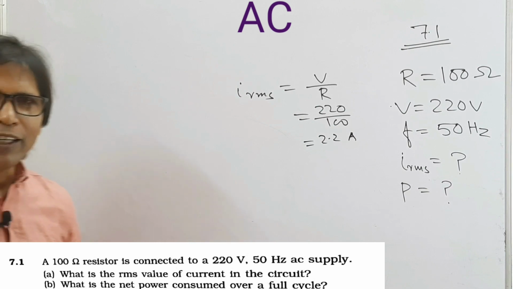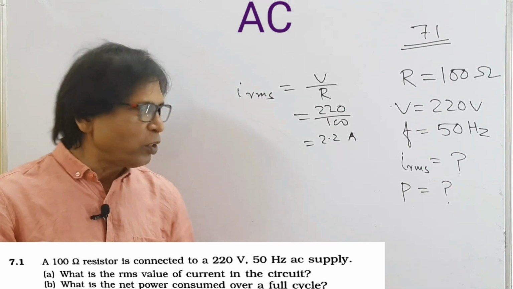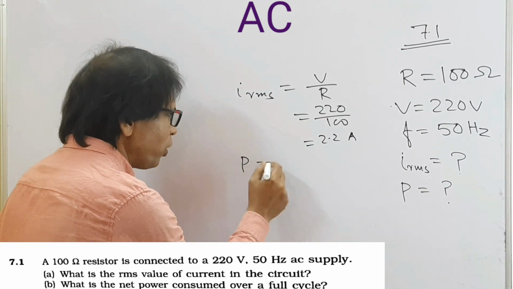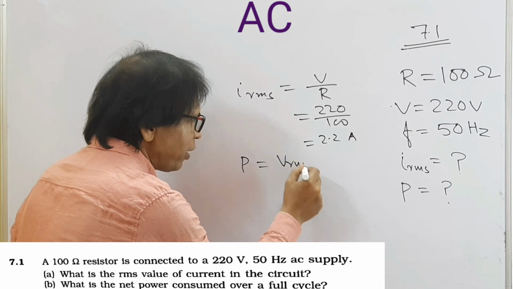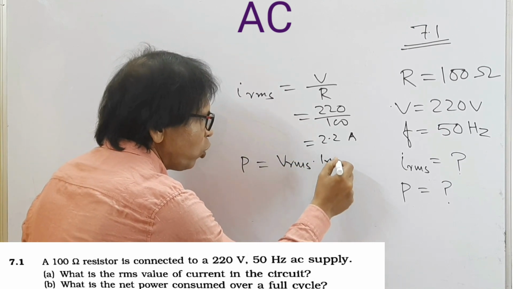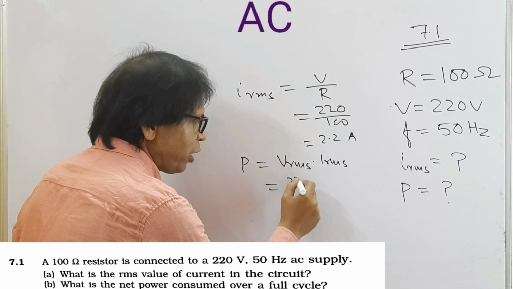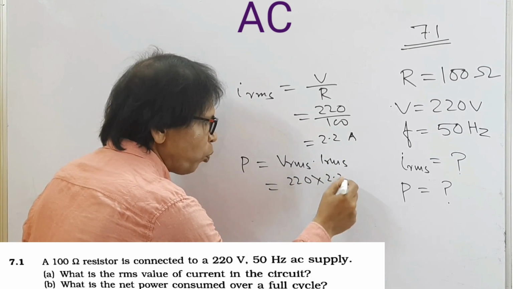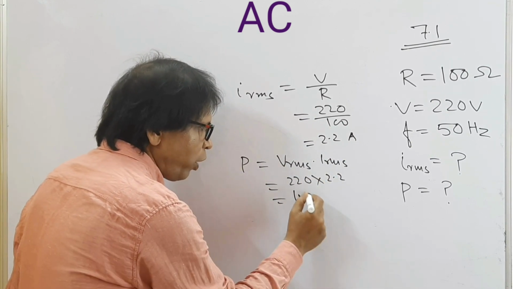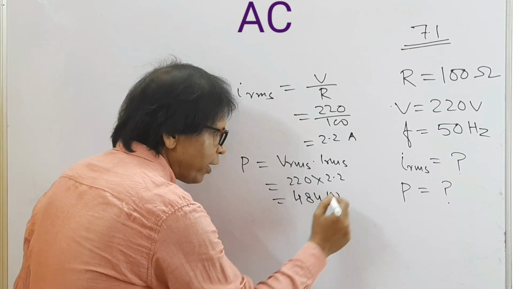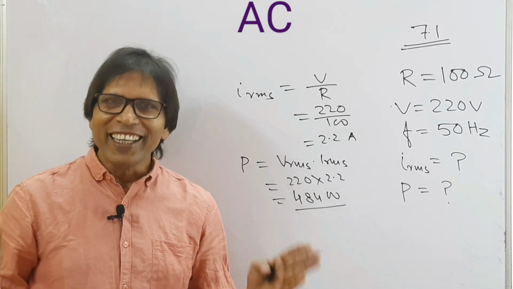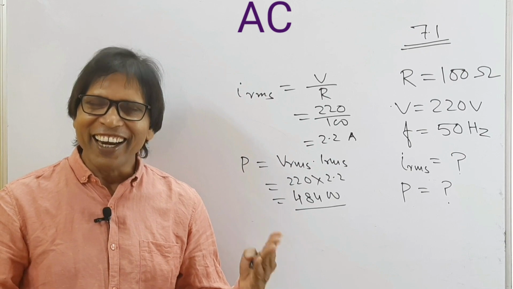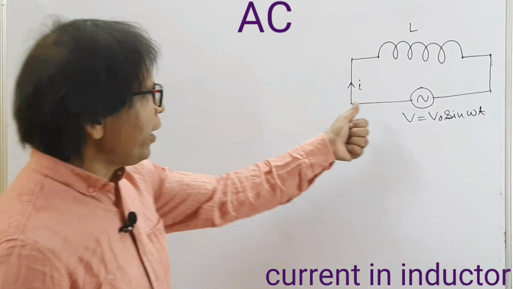Now what is the power consumed? Look at this. Power consumed is Vrms into IRMS. So look at this. Vrms is 220 and this is 2.2. So this is 484 watt, the power consumed in the circuit. Okay. Now next.